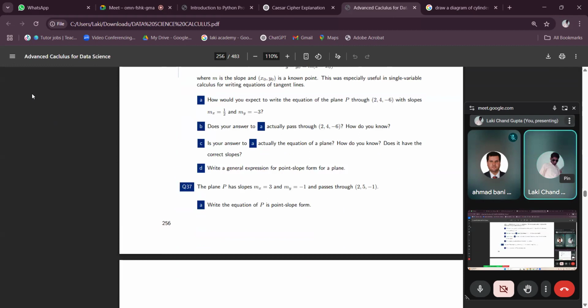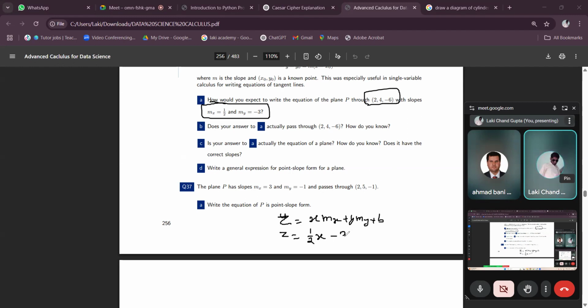See, mx is half, my is -3, and the equation passes through this point. Can you find the equation of the plane? You know the equation of the plane is what? Z is equal to mx times x plus my times y plus b, right? Where mx is half.